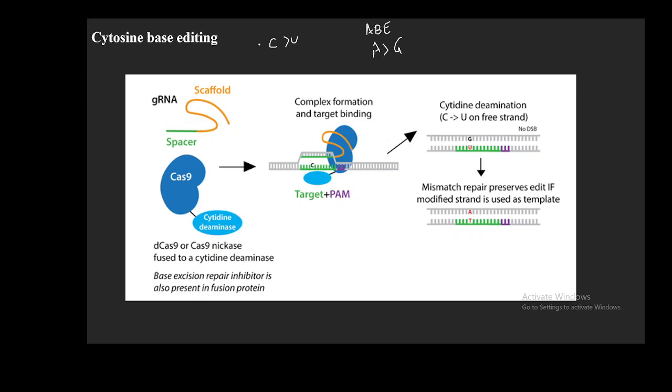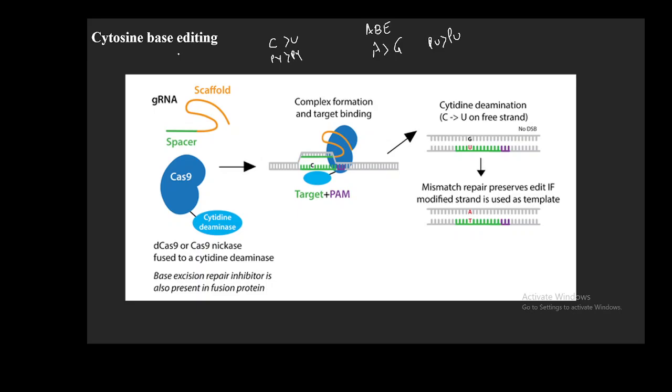So here you can see the cytosine and uracil both are pyrimidines, so you can convert pyrimidine to pyrimidine. In case of the adenine base editing, you can convert adenine to guanine, and adenine and guanine both are purines, so you can convert purine to purine. So this is the main drawback of cytosine or adenine base editing.